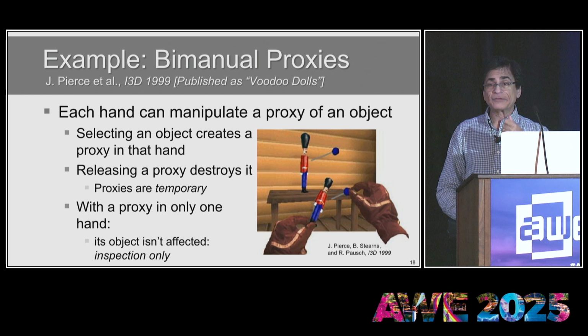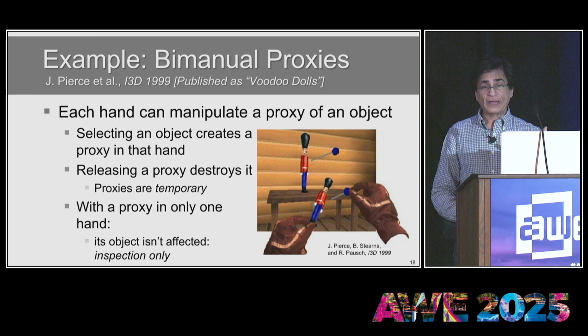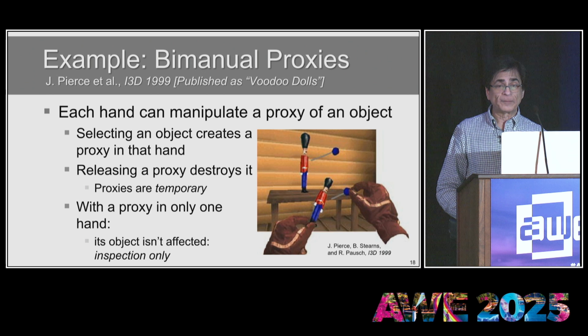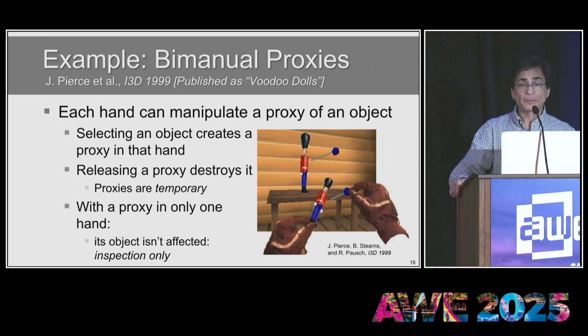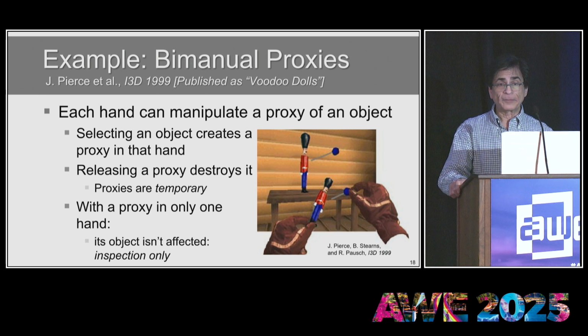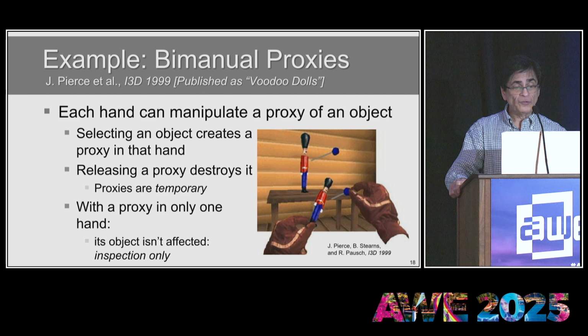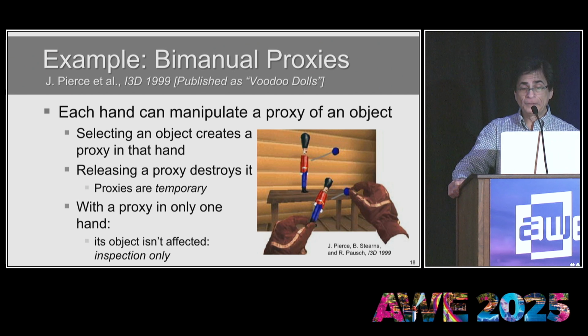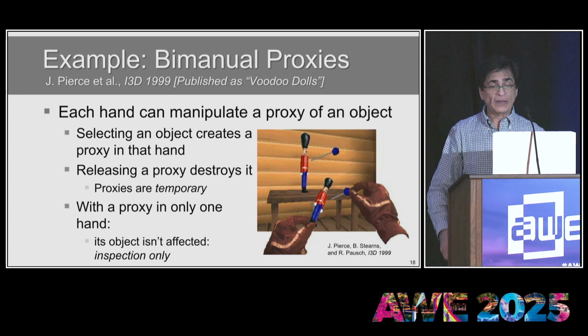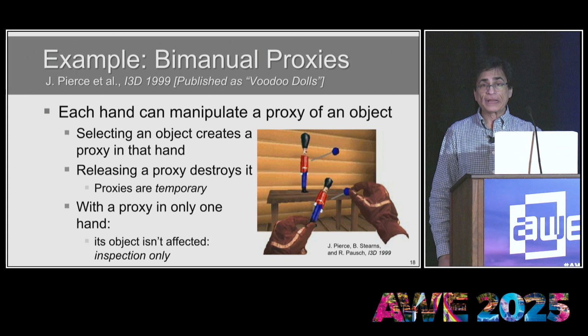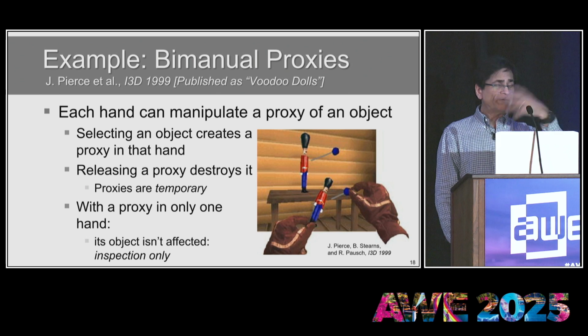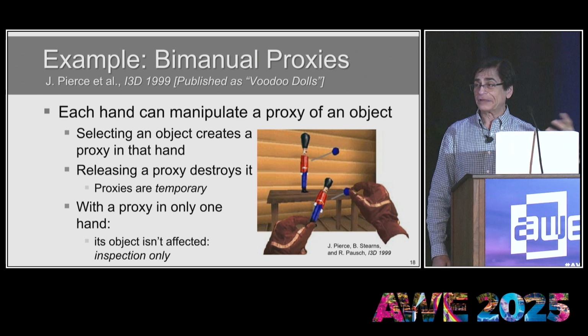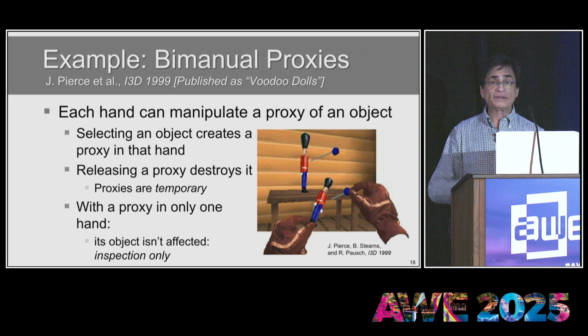And these copies are temporary. If you let go by unclutching if you're using bare hands, or by letting go of a trigger button, let's say if you're using a controller, the proxy is going to disappear. So temporary proxies. If you have a proxy in only one hand in this technique, the only useful thing you can do with it is you can look at the proxy, you can inspect it, you can see what it looks like, you can wave it around, you can show it to somebody else, you can demonstrate things. When you let go of it, it's gone, okay?